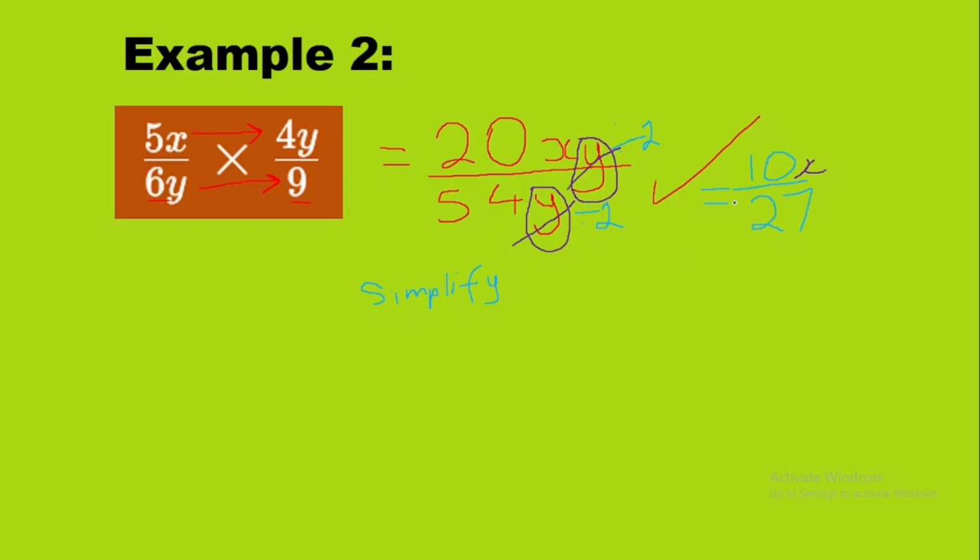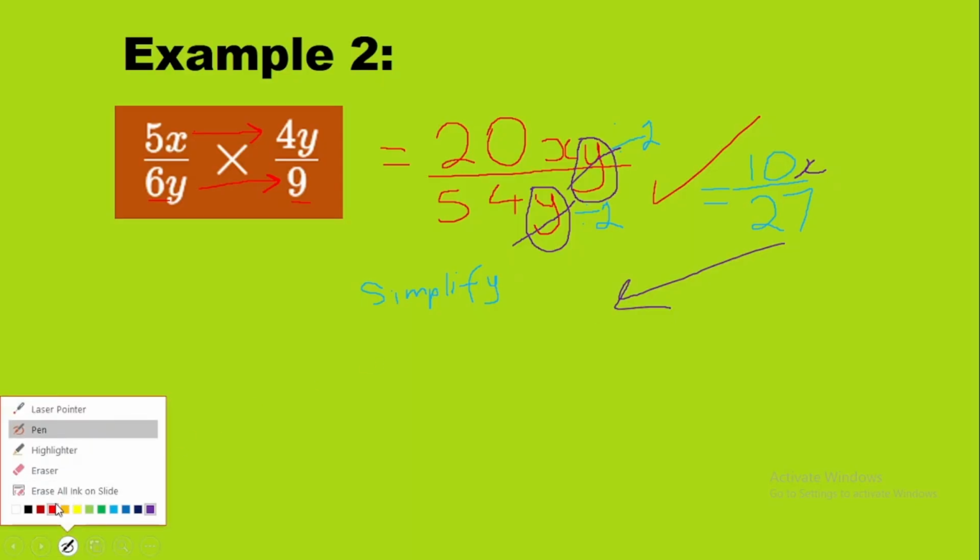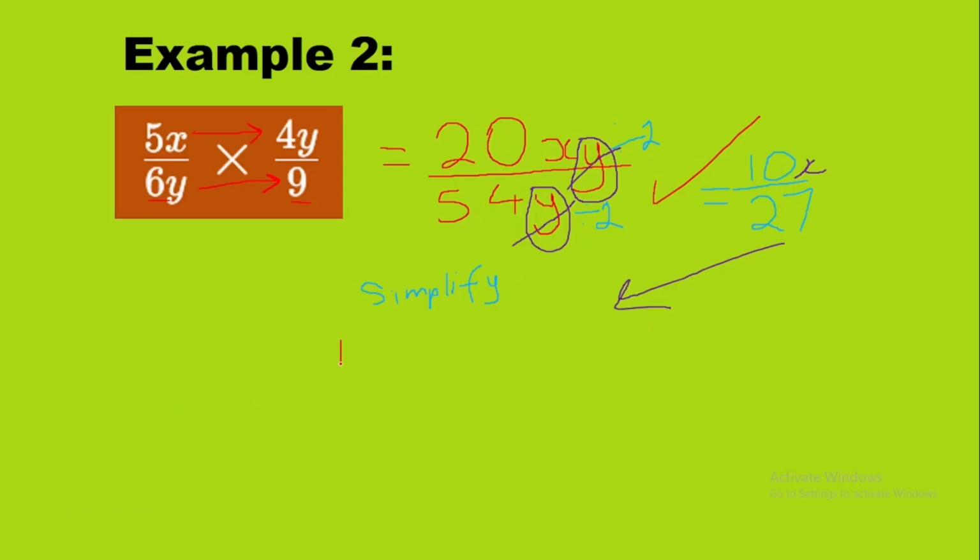So I am going to write out the full fraction right here for the answer. So our answer would just be 10x over 27, and that will be our answer for these two algebraic fractions above. So when multiplying these two fractions, this will be our answer.